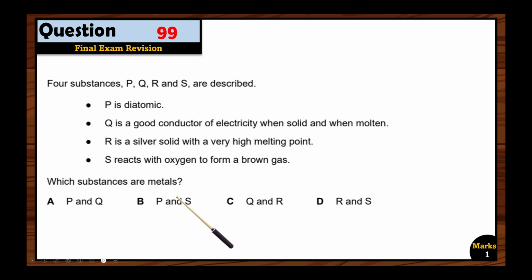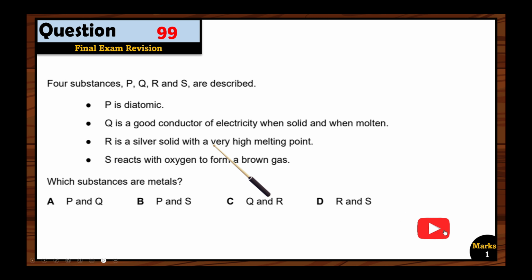We already found it. Q is a good conductor of electricity when solid and when molten. So what does it mean? Only metals or graphite. Graphite can conduct electricity when it is solid, but in both molten and solid state, it is actually a metal. Metal can conduct electricity even if it is molten or solid, because it has free mobile electrons. So Q is actually a metal, because they are asking which substances are metals.